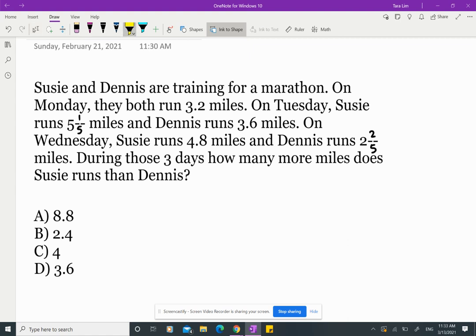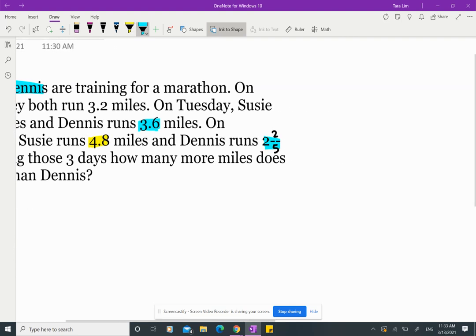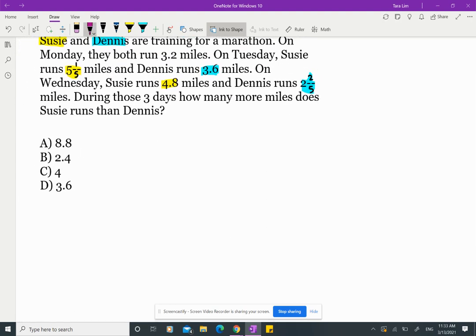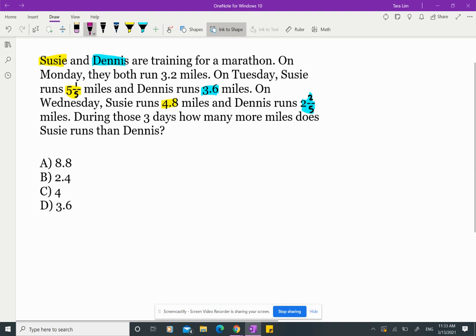So first of all, let's highlight Susie as yellow and Denise as blue. So on Tuesday, Susie runs 5 and 1 over 5 miles, and Denise runs 3.6 miles. And on Wednesday, Susie runs 4.8 miles, and Denise runs 2 and 2 over 5 miles. So here it is very complicated because some of them are decimals, some of them are fractions.